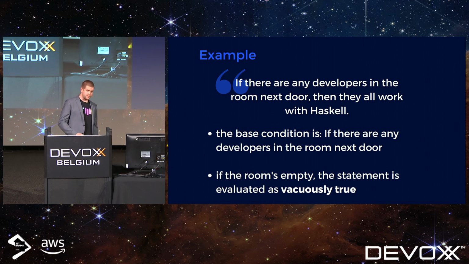We can also have an implicit base condition. For example, in the logical statement, all mobile phones in the room next door are turned off, or turned on, doesn't matter in fact. And here, the base condition is that there are any mobile phones in the room next door. If there are no mobile phones or the room is empty, the sentence will be similarly evaluated as vacuously true and will be considered logically true.